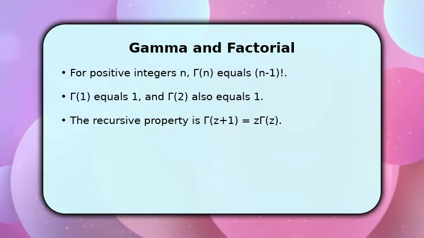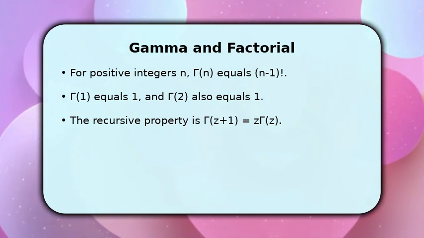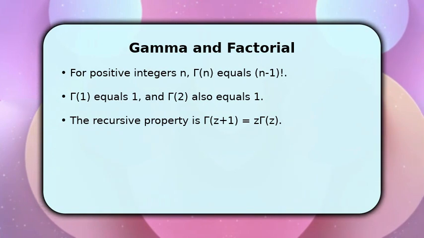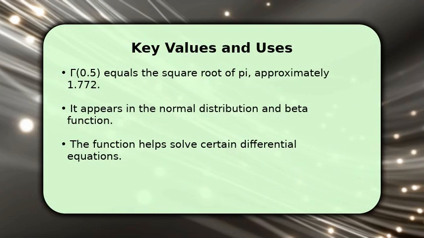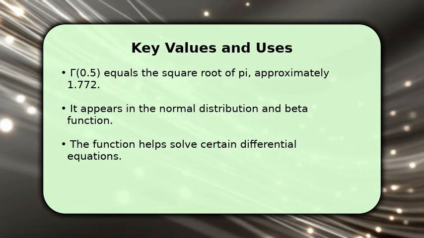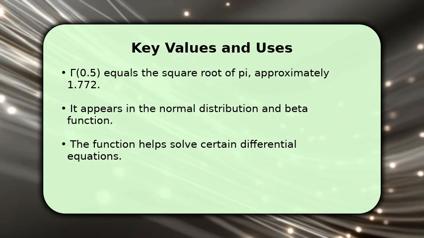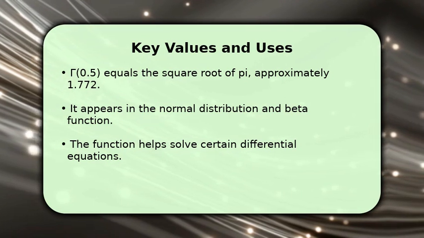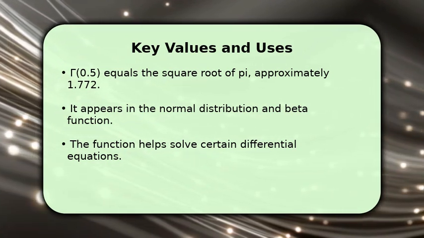The recursive property, gamma of z plus 1 equals z times gamma of z, is incredibly useful for calculations and proofs. Beyond integers, the gamma function offers fascinating values. For instance, gamma of 0.5 is equal to the square root of pi, which is approximately 1.772.